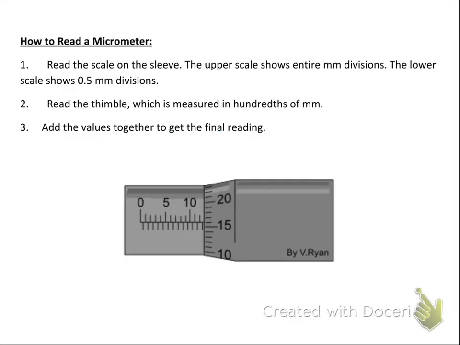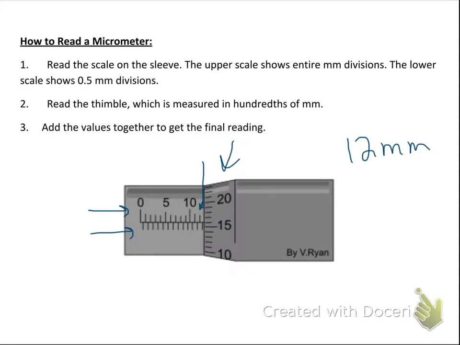So we've got 3 different scales here. We've got this top scale here, we've got this bottom scale, and then we've got this vertical one. So we start with the top one. Read the scale on the sleeve. The upper scale shows entire millimeter divisions. So in this case, we can see that this goes all the way to 12 millimeters. So we've got 12 millimeters.